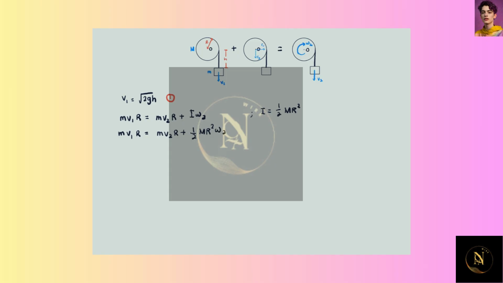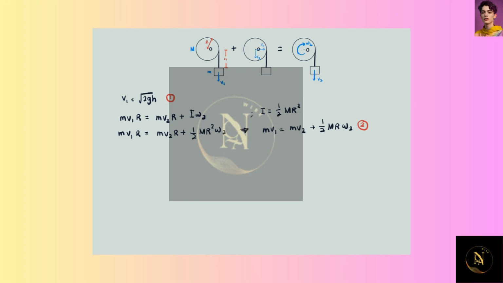Then rearranging the equation, canceling r, the equation will be m v1 equals m v2 plus 1/2 M r omega 2. So this is now our equation number 2.